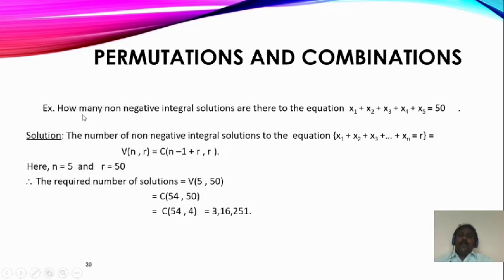The next problem is: how many non-negative integral solutions are there to the equation x1 plus x2 plus x3 plus x4 plus x5 equals 50? I have a formula for this: C(n minus 1 plus r, r). By using this formula and substituting n equal to 5 and r equal to 50, I get 316,251. So this is the answer for the given problem. We have to keep this formula in mind, because with it we can find the solution for such problems.